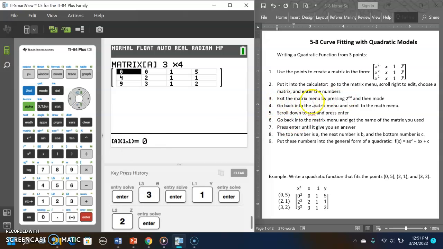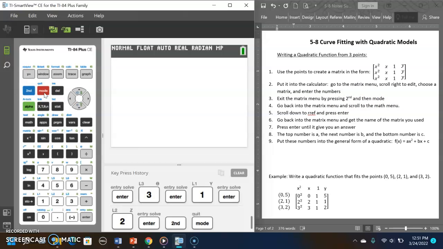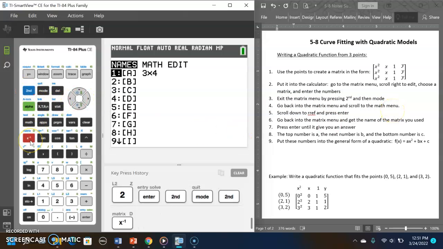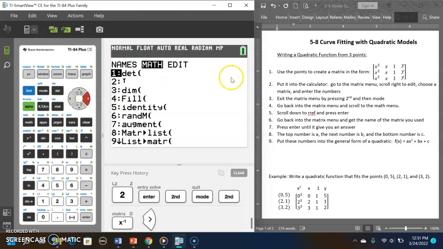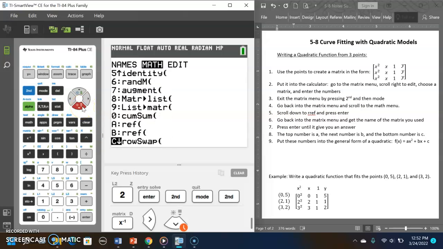Now I need to exit the matrix menu by pressing second and then mode. So second mode gets me out. Then I go back into the matrix menu and scroll to the math menu. So second, x negative 1, and I go right to math. Okay, scroll down to RREF and press enter. Now remember, that stands for reduced row echelon form. So I'm just going to scroll down to B, RREF, and hit enter.